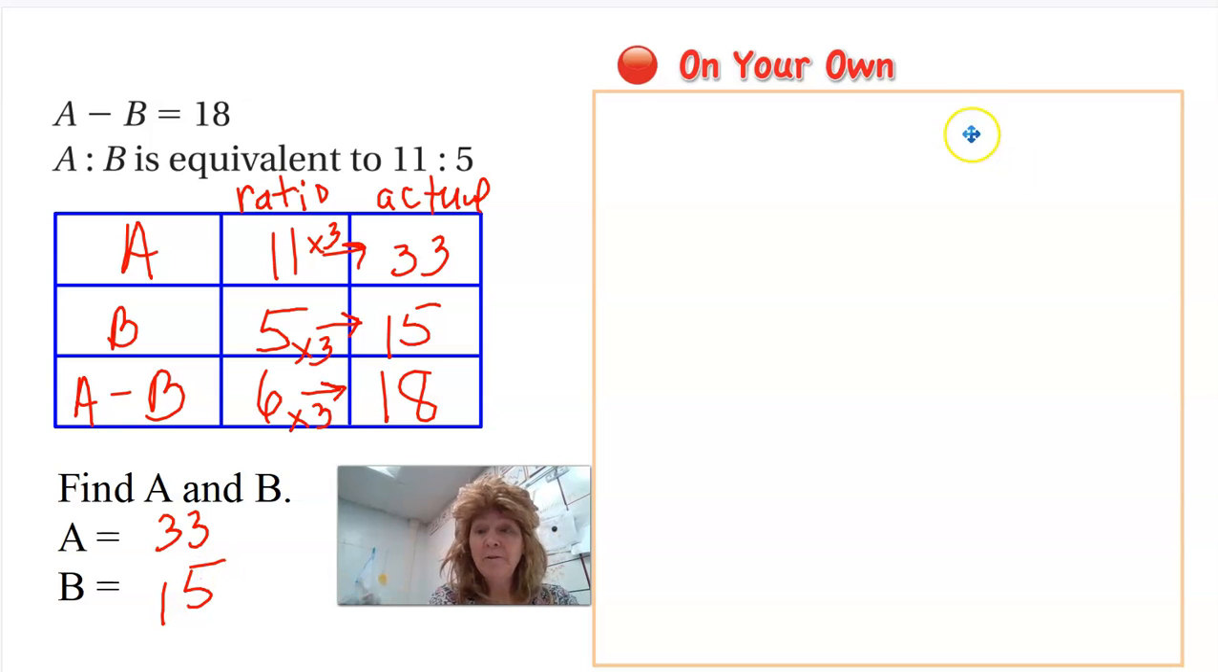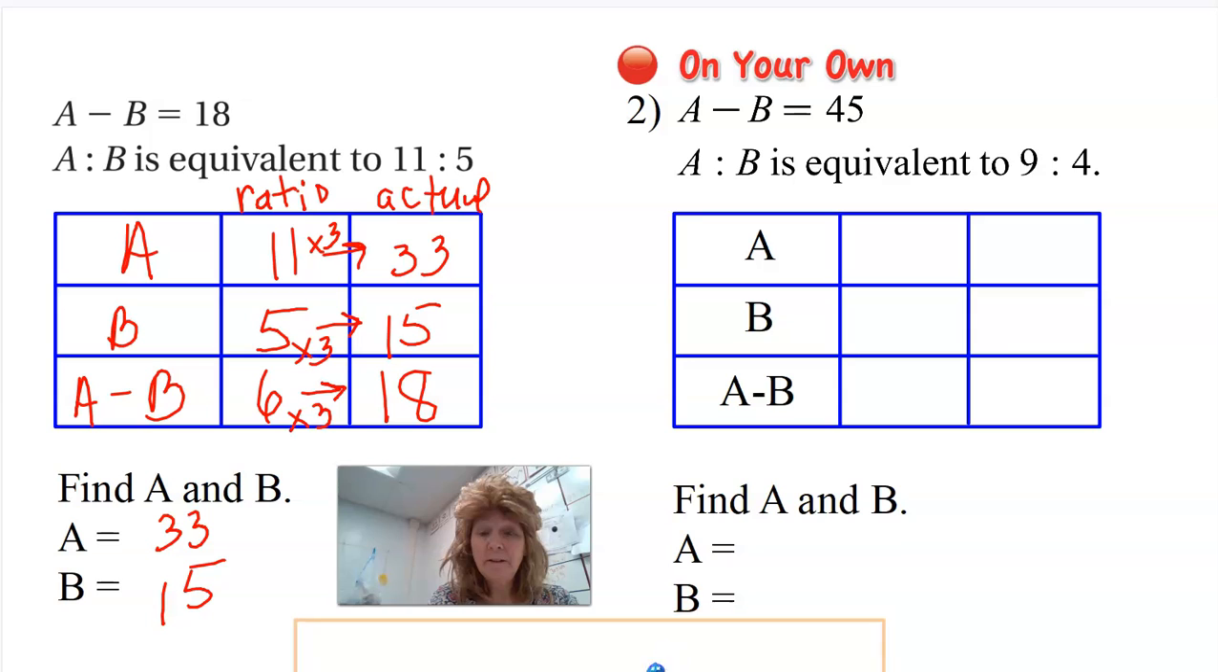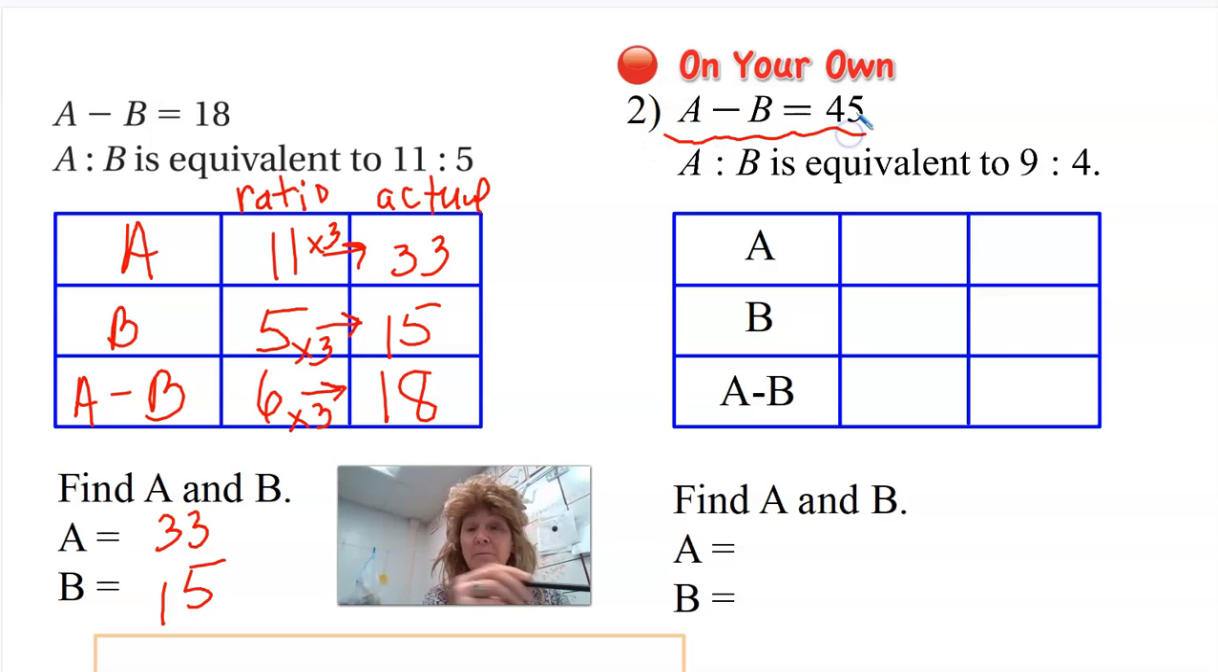Okay, now I have an OYO where you're going to try to solve these just like we did the other one. Find the value of A and B, if A minus B would be equal to 45 and the ratio is 9 to 4. 9, 4. This is the ratio. This is the actual.